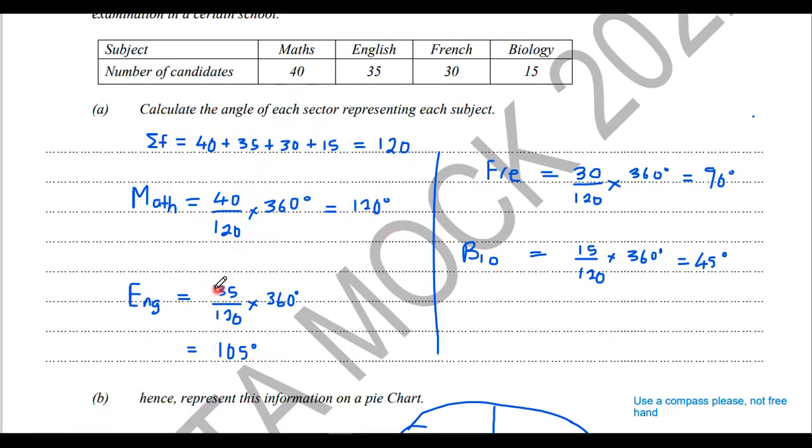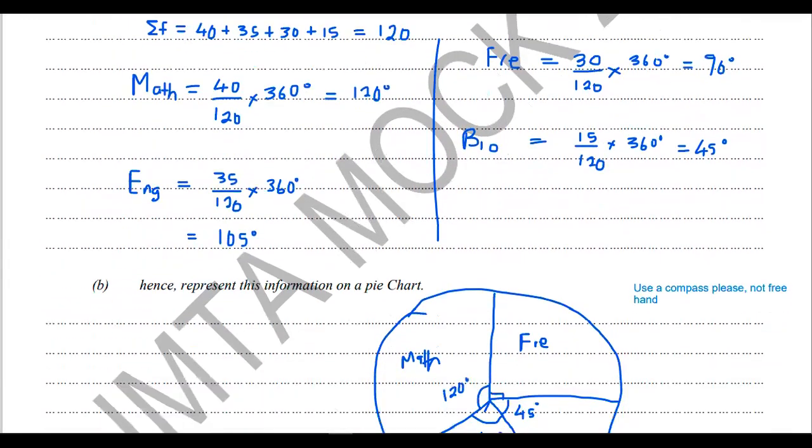English, that's 35 students on 120 students times 360. That gives us 105 degrees. French, 30 on 120 times 360. That gives us 90 degrees. And biology, 15 on 120 times that. So these are the angles that represent these sectors.